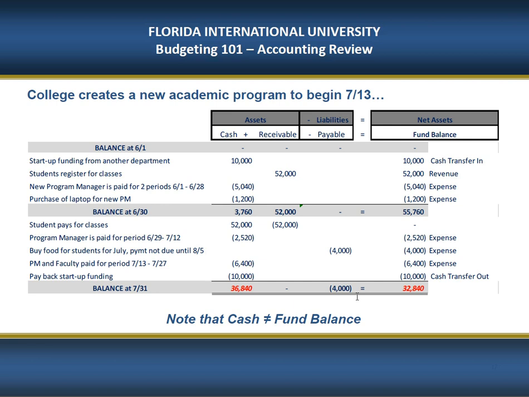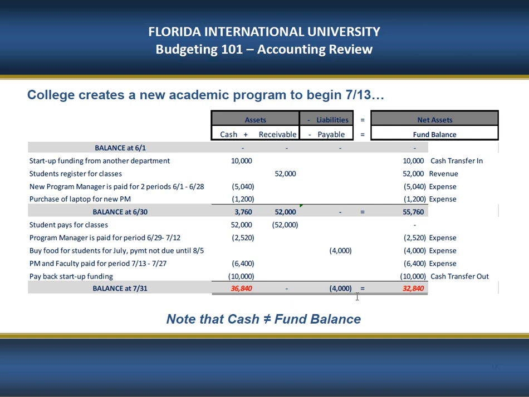The program manager is paid for the first pay period in July through July 12th. With benefits, that total is $2,520. Your cash goes down. Again, your fund balance goes down for salary expense.